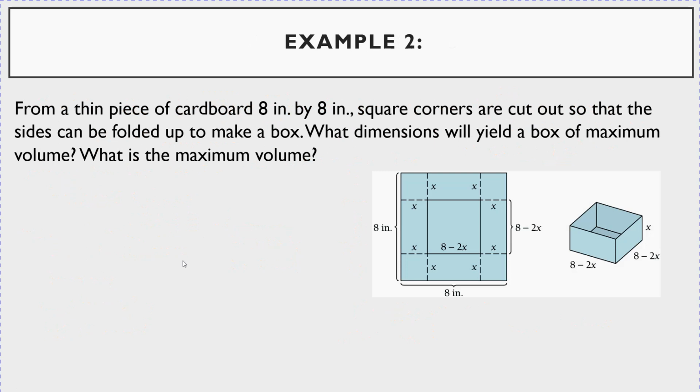Another construction type problem. Okay, so from a thin piece of cardboard, 8 inches by 8 inches, okay, square corners are cut out so that the sides can be folded to make a box, okay? So the question then is this: what dimensions will yield a box of maximum volume? Okay, so two questions here. What dimensions will give maximum volume? Okay, and then what is the maximum volume? Okay, so here, right off the bat, what we're trying to do is we're trying to maximize volume.